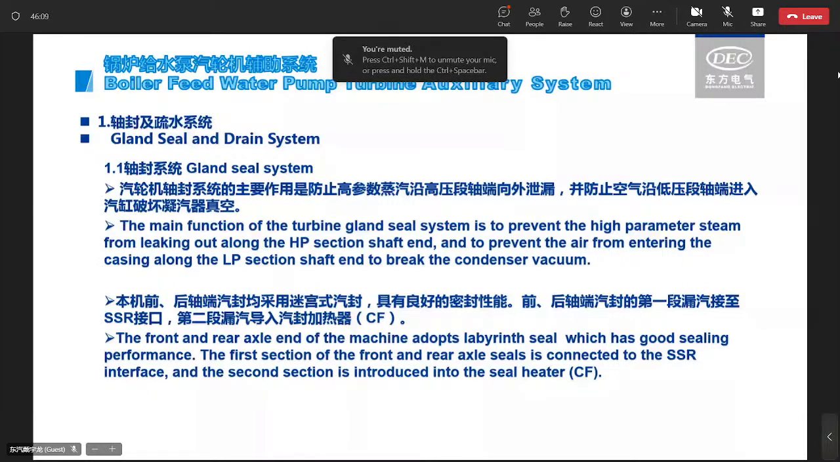Okay, and what is CF? Do you remember yesterday we had an introduction about the drain system for the steam turbine, not of the BFPT. There is the drain flash tank. Yes, I know. But now I want to know about CF. The second section is introduced into the seal heater, that is CF.